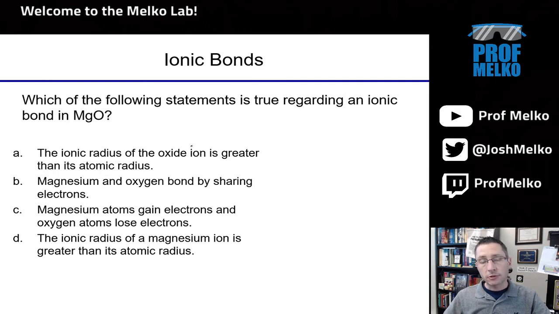So try to answer this yourself, pause the video here and think it out. Otherwise, I'm going to proceed to solve it. So let's take these one at a time. A and D here are about ionic radii. We talked about atomic radii in previous videos. Feel free to go back and watch those.